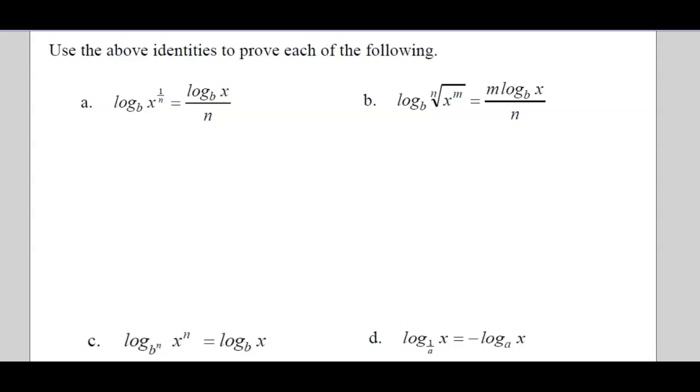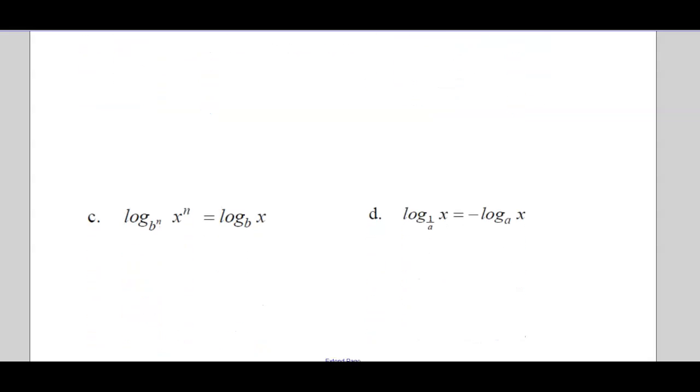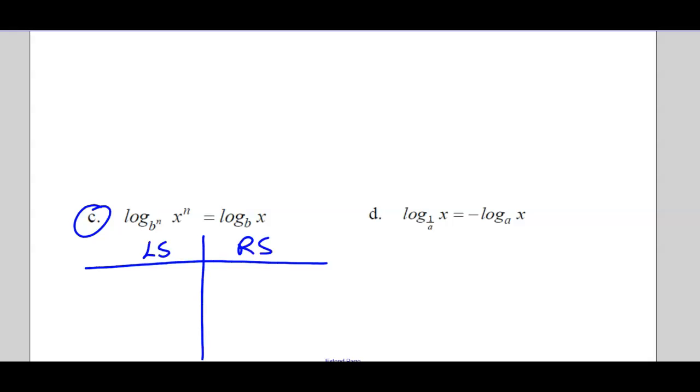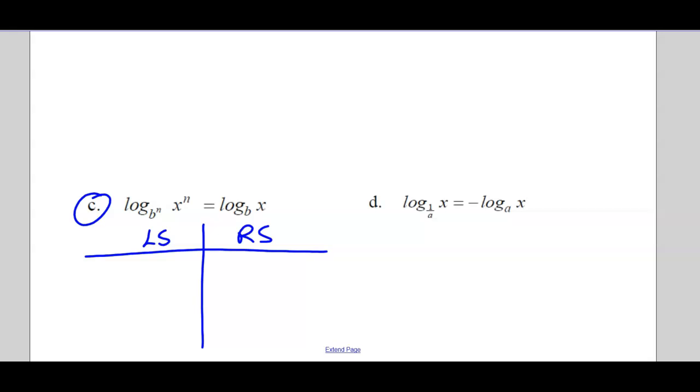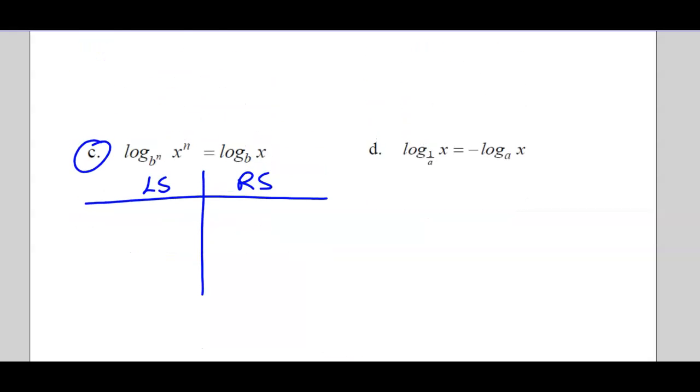Okay, so we're going to use those to prove each of the following. Again, it might confuse a little bit, so let's do C together. Just like with trig identities, one method of doing it is looking for the more complicated side and trying to use identities to get it to be the less complicated side. I would say this is more complicated, so I'm going to copy that out.